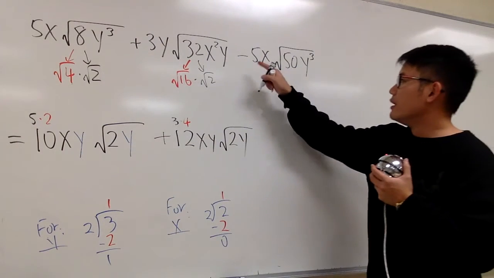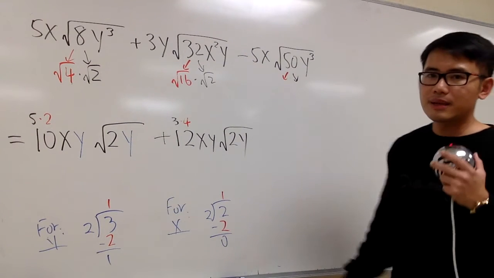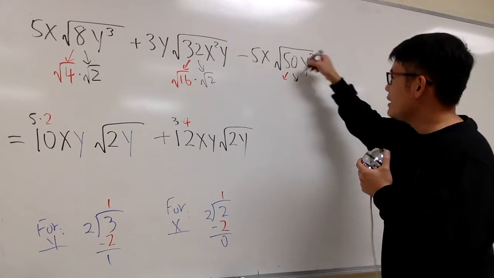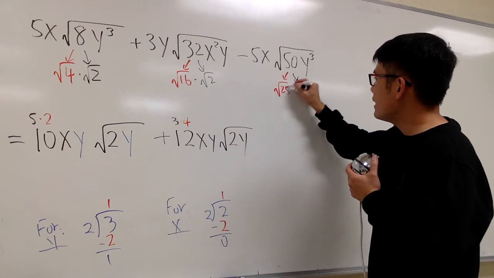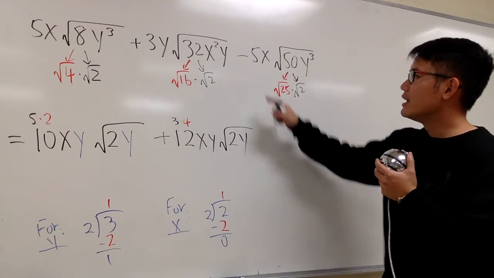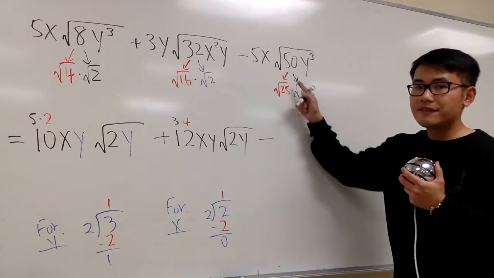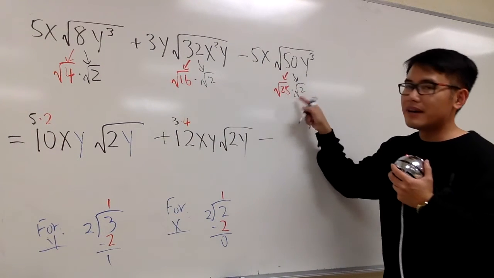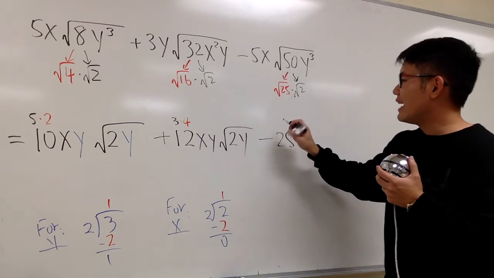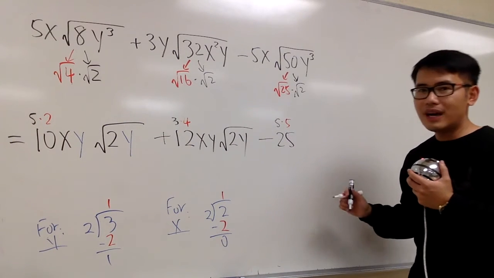Last one. Let me just work out this number first. So square root of 50, what times what can be 50? Let's use 25 and 2. So I'll write this down as square root of 25 times square root of 2. And now be careful with this. Let me write down minus, because this is 5. This is another 5. 5 times 5 gives us 25.